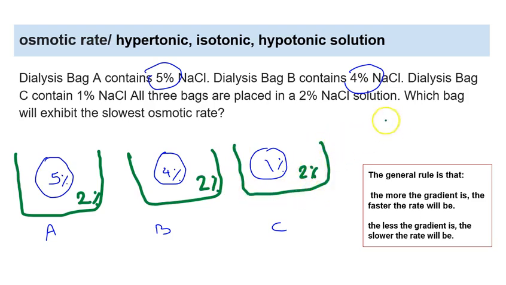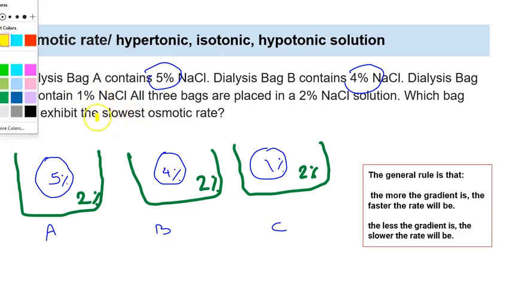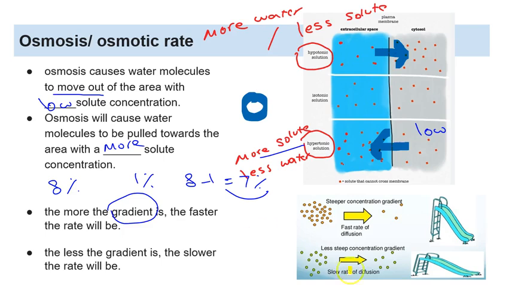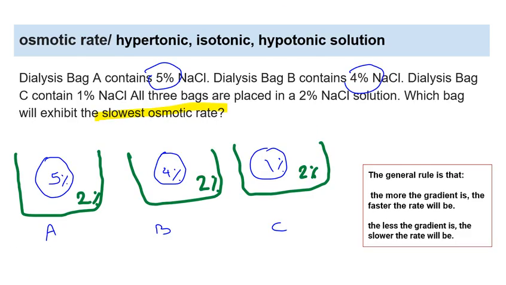And now it's asking which bag will exhibit the slowest osmotic rate. So one more time, just remember this rule, this pattern: the more the gradient, the faster the osmotic rate will be. The less the gradient, the slower the osmotic rate will be. So we have to find the concentration gradient between these solutions.